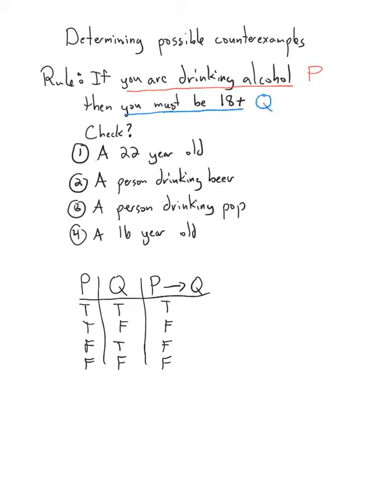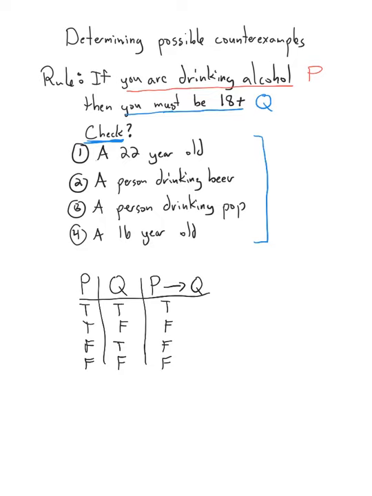And imagine there's 4 kinds of scenarios you can come across as the liquor inspector. There is a 22-year-old, a person drinking beer, a person drinking pop, and a 16-year-old. So, which ones of these would you have to check to determine if they're breaking the rules or not?